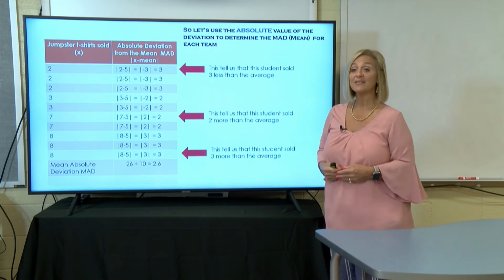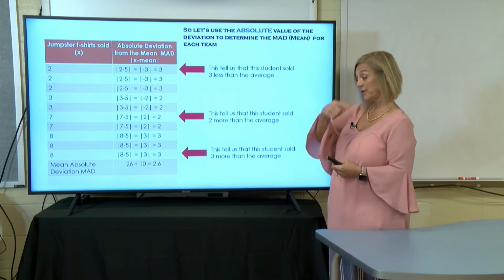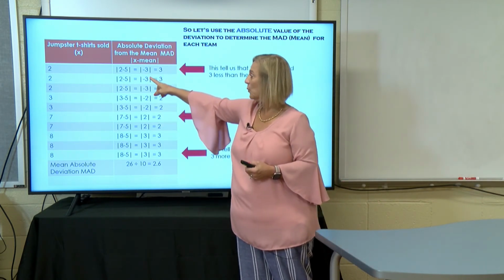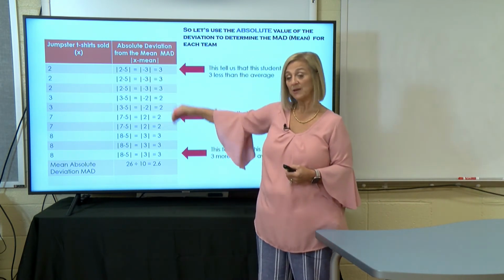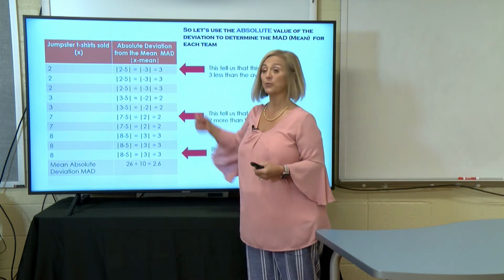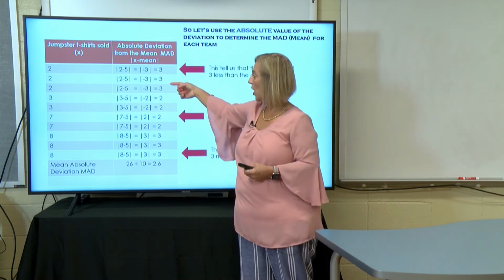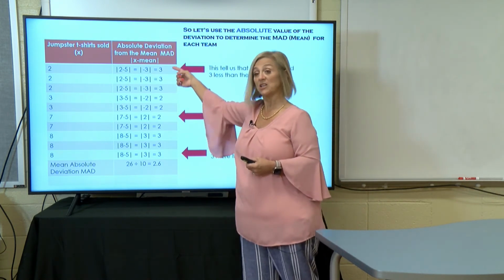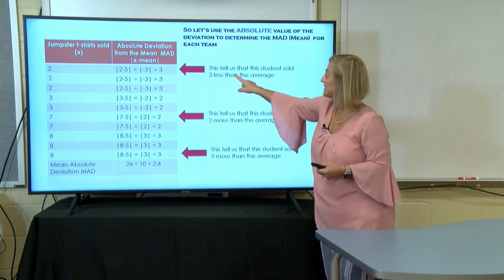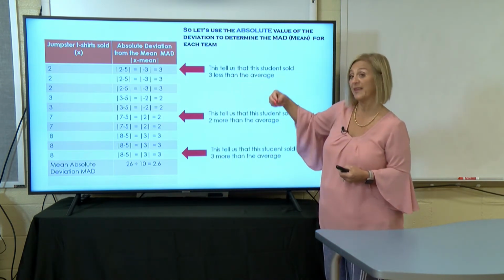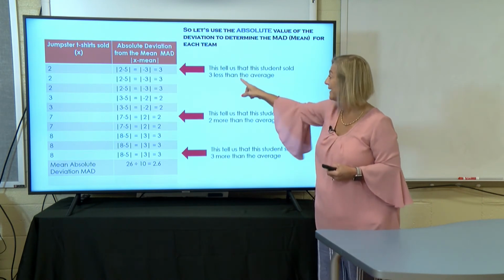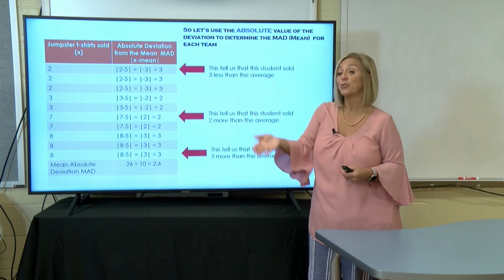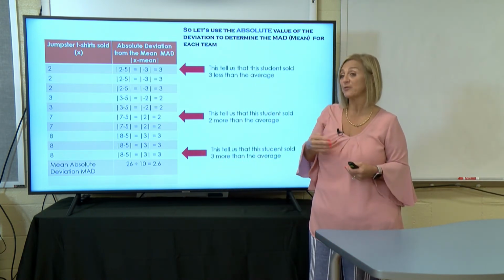If we look at all of our deviations that we calculated a few slides back, and we go back and we find the absolute value, we have 2 minus 5, which is negative 3. The absolute value of negative 3 is 3. So we did that for all of the teammates that sold 2 T-shirts. What this represents, the 3, tells us that these students sold 3 less T-shirts than the average, our negative 3s. They sold 3 less T-shirts than the average student.